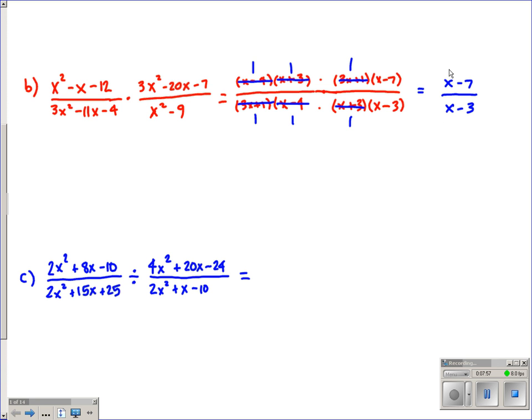Remember, these x's cannot simplify anymore. You're subtracting 3 from this one, and you're subtracting 7 from the top one here. You can't cancel out a binomial or simplify it there unless it has the exact same binomial on the bottom. So this is your answer for letter B.